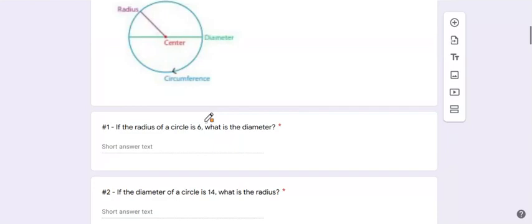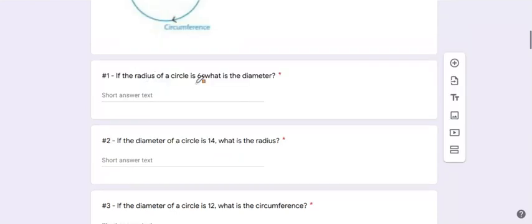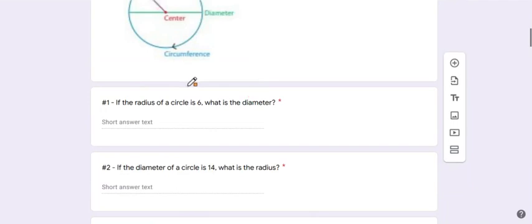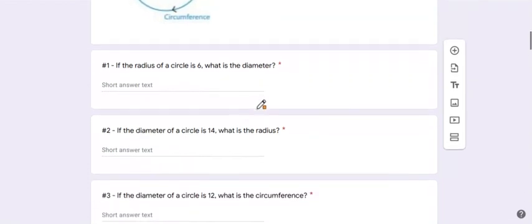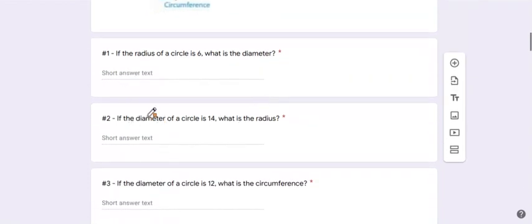All right, so number 1 here, if the radius is 6, what is the diameter? So the radius is halfway across the circle. So if it's 6 halfway across the circle, what is it all the way across the circle? Well, it would be twice of 6, right? 2 times 6. That would give you the diameter. And number 2, we're going the opposite way. So if we have the diameter, if you know all the way across the circle is 14, then what's the radius? What is halfway across the circle?